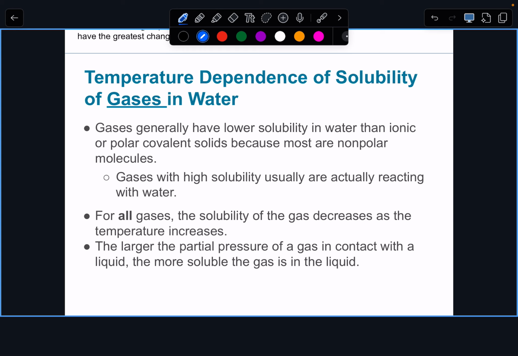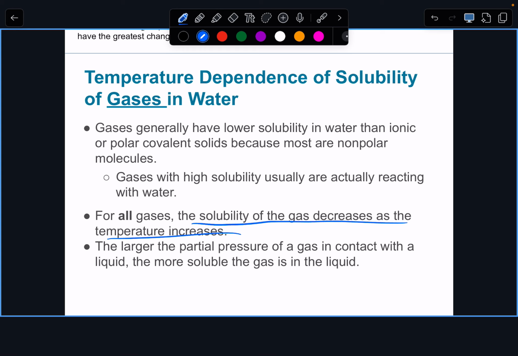So gases dissolving in liquids is the exact opposite. The higher the temperature, the less gas can dissolve. The solubility of the gas decreases as the temperature increases. Those gas molecules are held in the liquid by some intermolecular forces, but they're very easily broken because the gas has lots of kinetic energy. If you increase the temperature, you're giving it more kinetic energy, and they're just going to be able to escape.